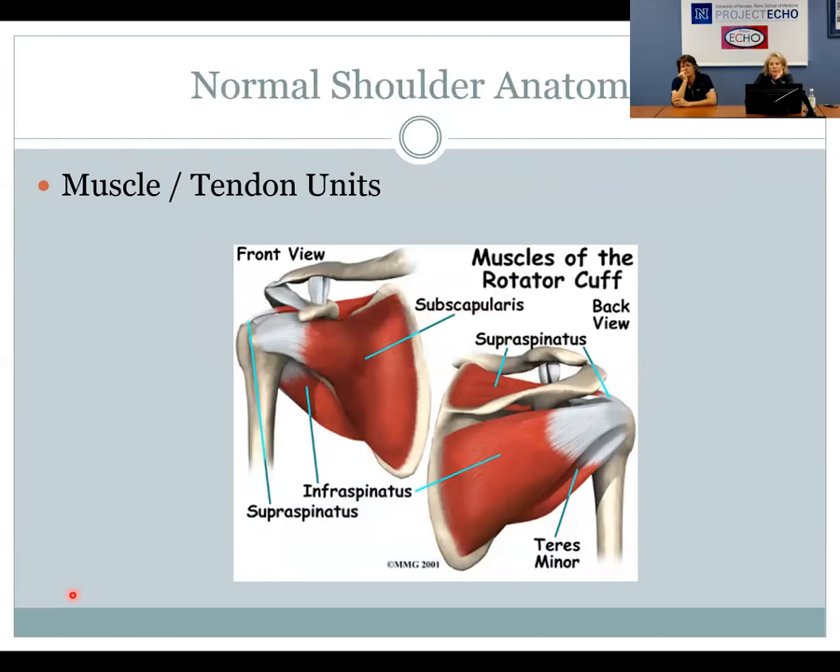Most of us know the rotator cuff muscles, four muscles: supraspinatus, the most commonly involved muscle tendon unit in impingements as well as tears, subscapularis in the front, and then infraspinatus and teres minor in the back, which are our external rotators.